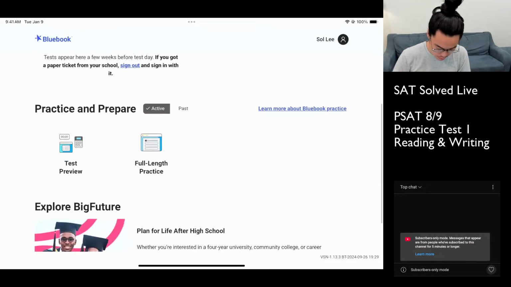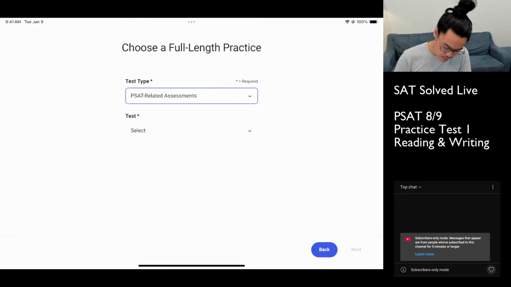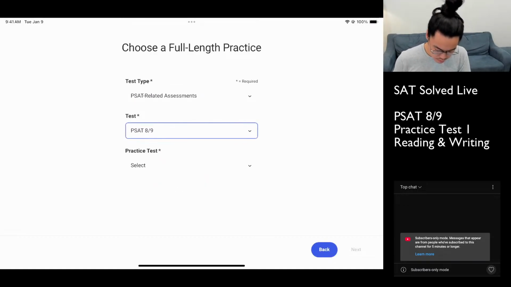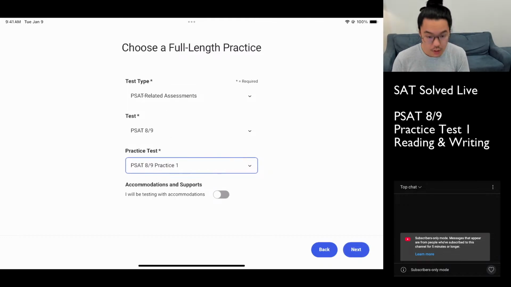Let me actually set it up now. Here we go. I'm in the Bluebook app. I'm going into full-length practice, PSAT related, PSAT 8/9, and practice test 1. This is going to be scored on a scale of 720, I think, if that's correct. Yes, 720. So if I get a perfect score, I'll be getting a 720 out of 720.